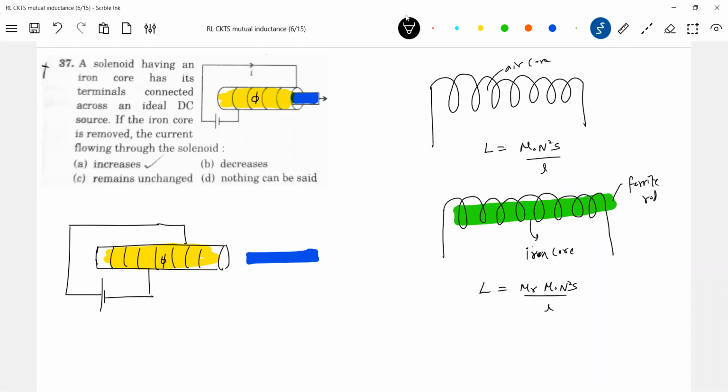Flux cannot change abruptly, because what is the flux? Flux equal to B into S. So therefore the flux will remain constant. The flux linking the solenoid remains constant. We have a basic definition: flux equal to L into I. So initial flux equal to final flux. So initially it was L i into current I.